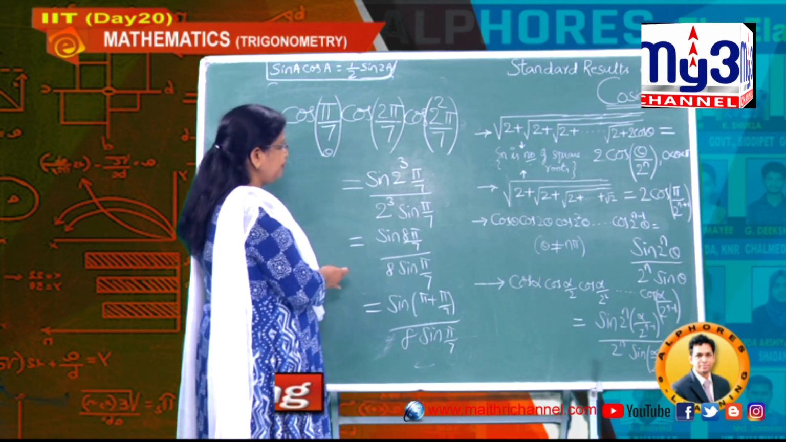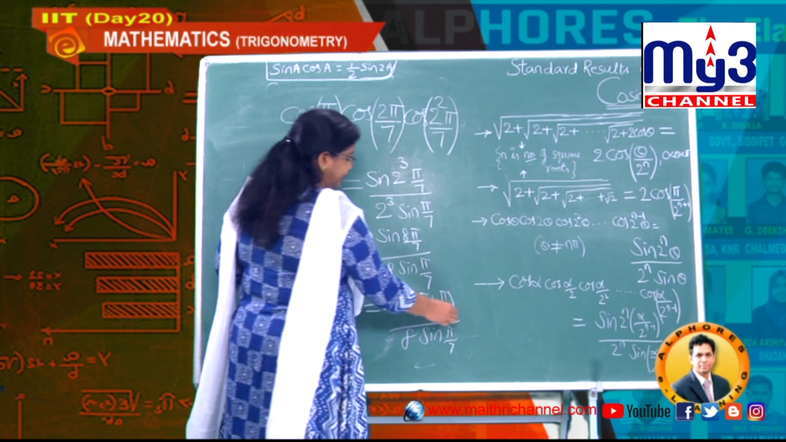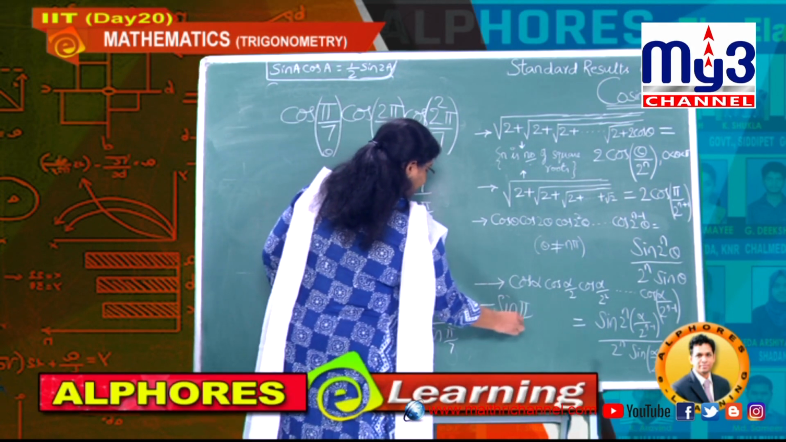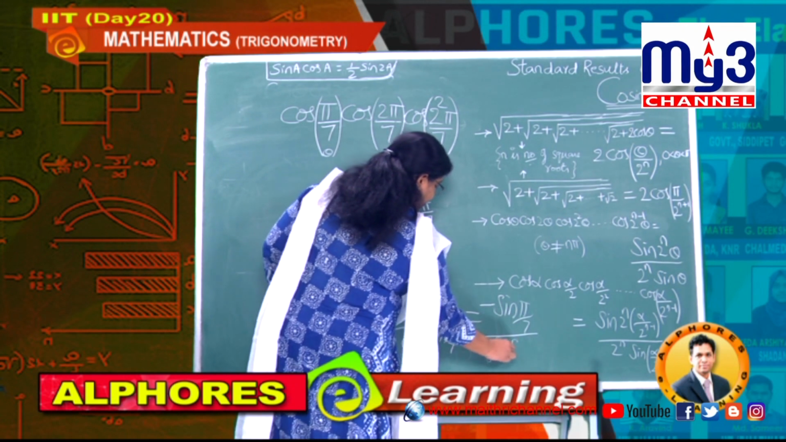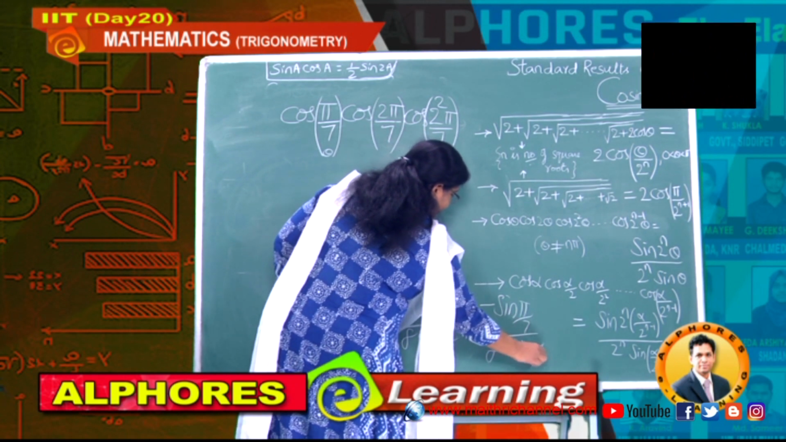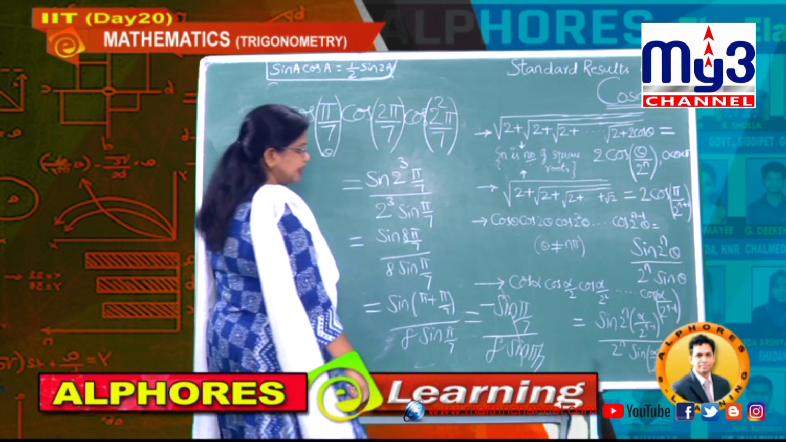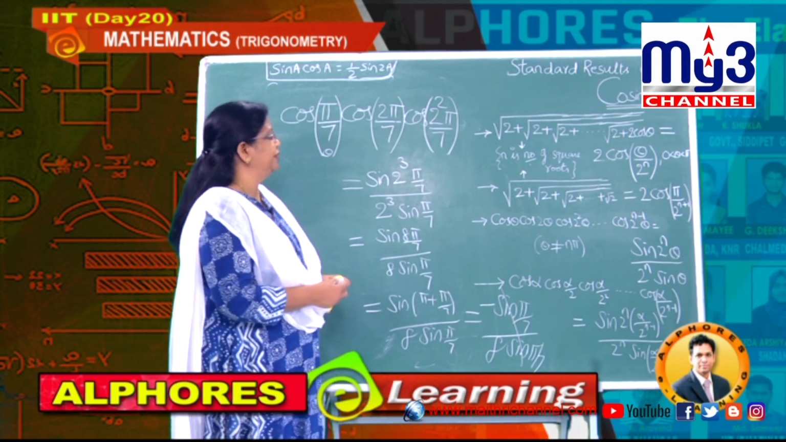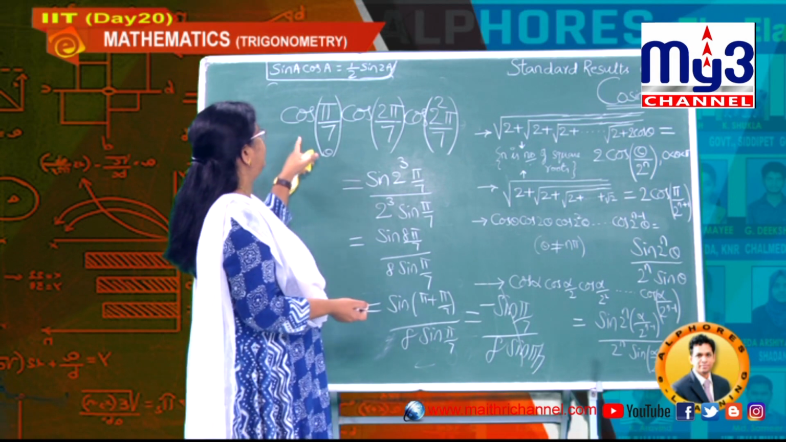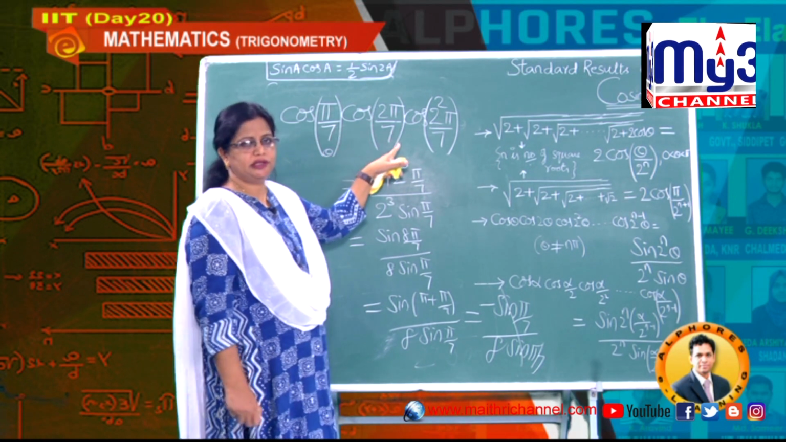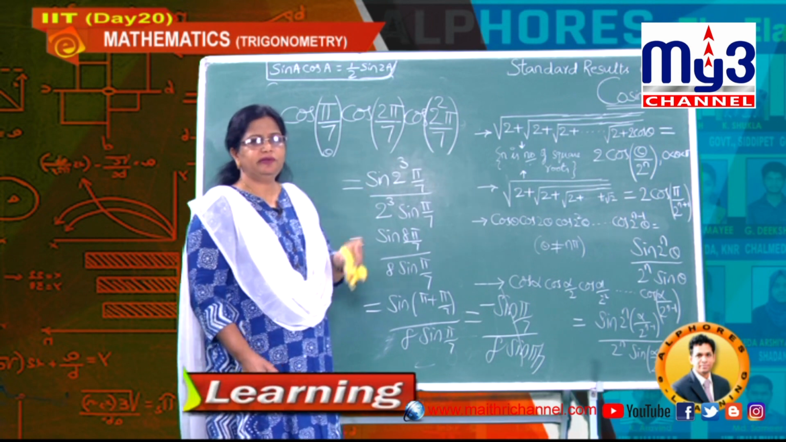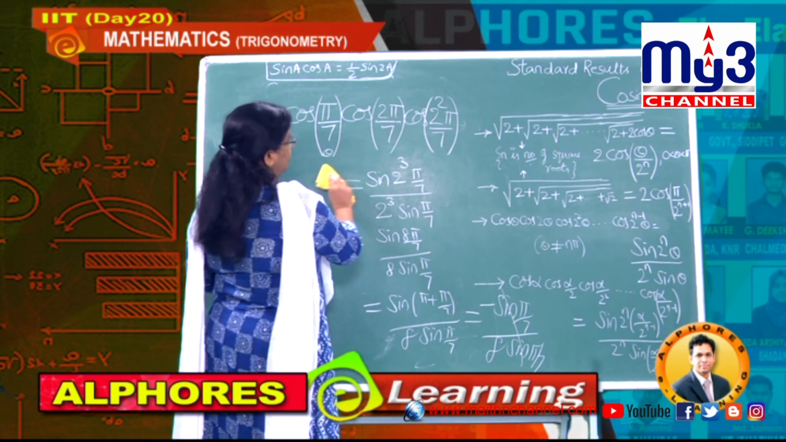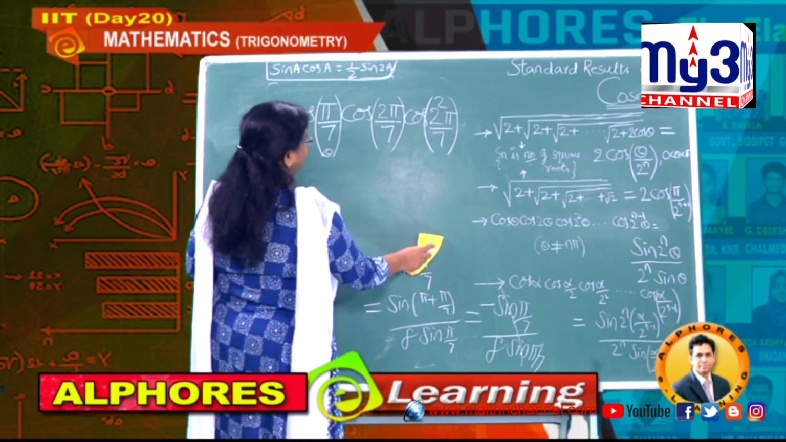Therefore, it is equal to, finally, minus sine pi by 7 divided by 8 times sine pi by 7. Therefore, these two terms get cancelled. Now, what is your answer? Minus 1 by 8. Therefore, for this value cos pi by 7, cos 2 pi by 7, cos 2 square pi by 7, the answer you got is minus 1 by 8.